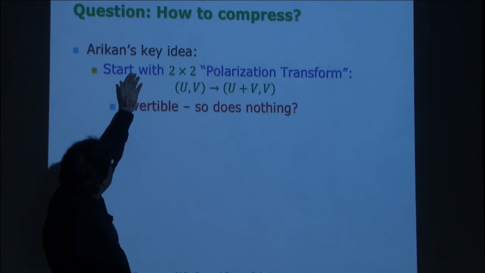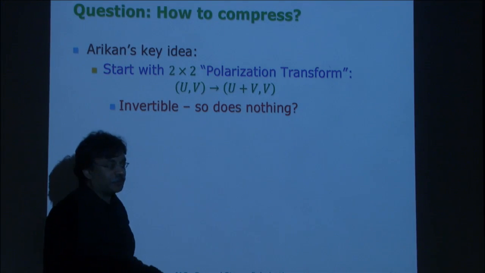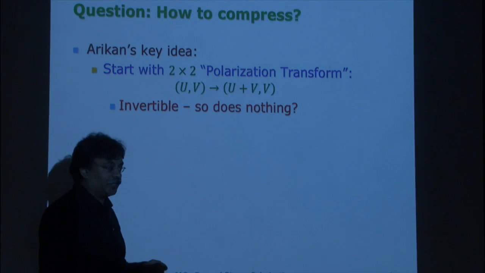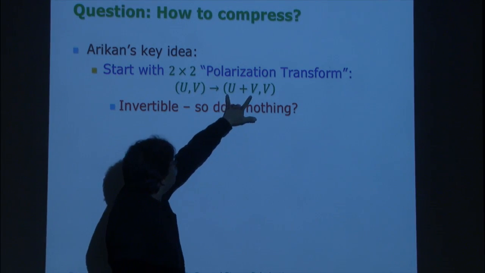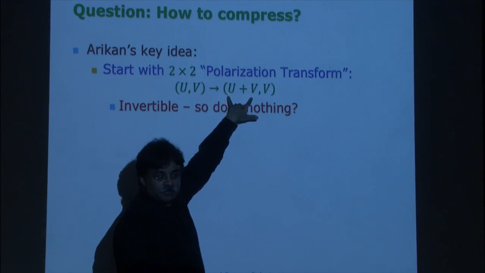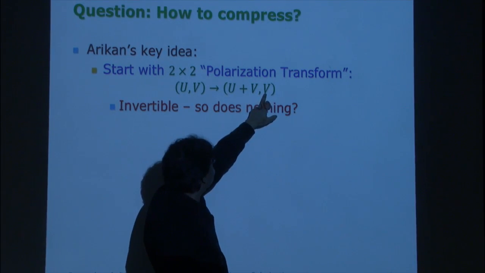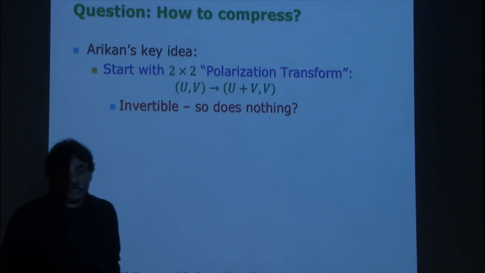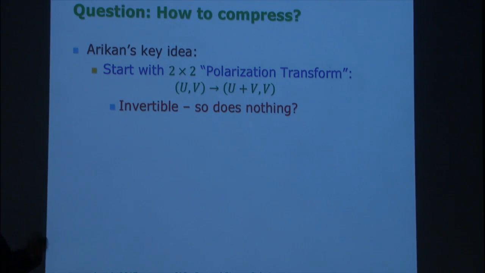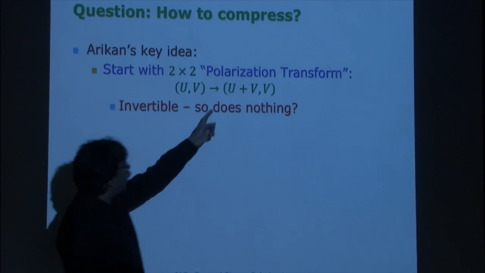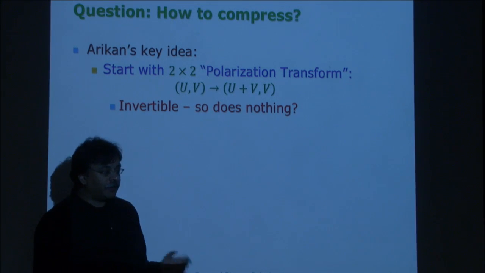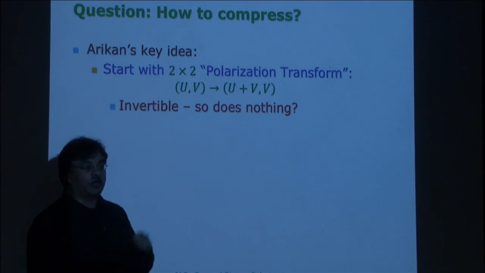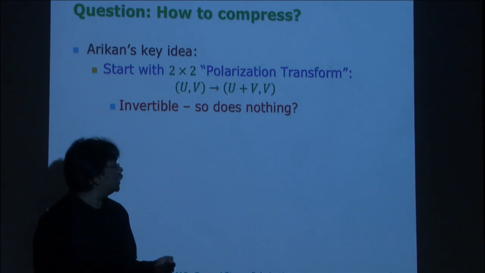Still, he says, okay, look, there are some transformations which can be very interesting in this context. So here's an example. Take 2 bits u and v, and output u plus v, where this addition is modulo 2 in F2, and v. On the one hand, this is a completely invertible transformation. Obviously, given the output, I can tell you what the input is, so nothing has changed. On the other hand, what we have done is polarized the output bits.